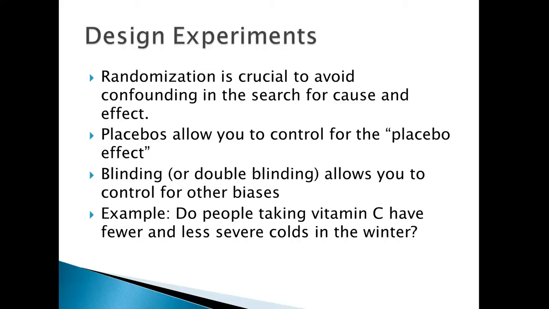So for example, do people taking vitamin C have fewer and less severe colds in the winter? If people think they're taking vitamin C, then that might shade their expectations of what happens, and so they would report that the cold wasn't as severe, might not report a mild cold as a cold, all kinds of things. So you want to not let people know what group they're in, control a treatment when that's doable, and ideally the researcher doesn't know either.